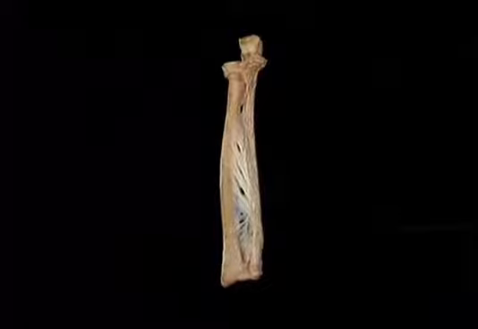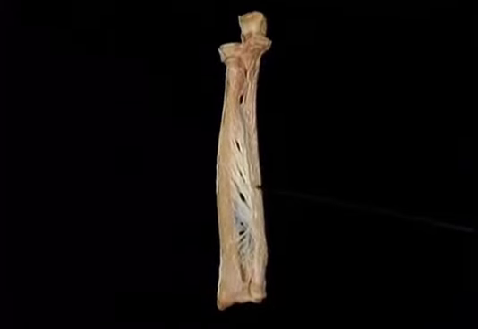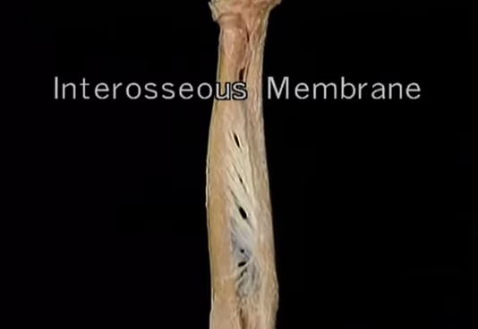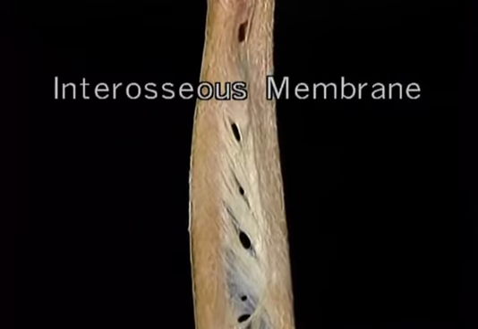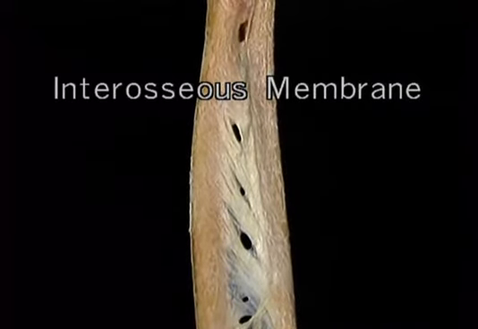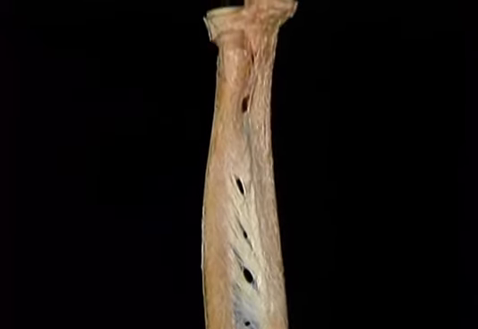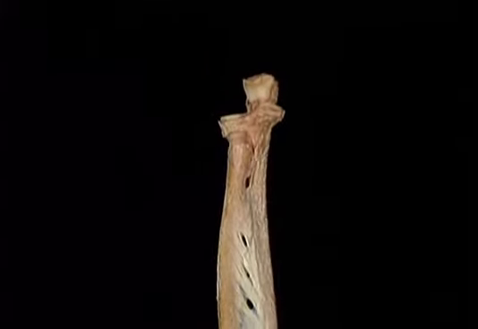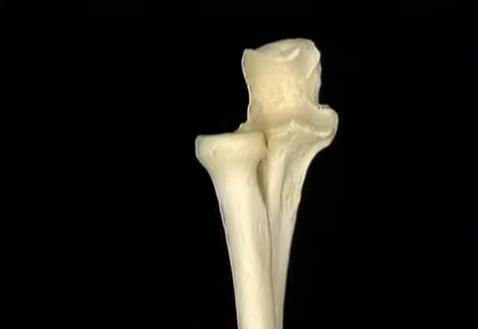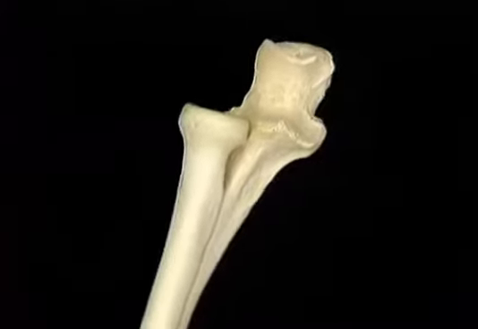The two bones are also held together along most of their length by the strong but flexible interosseous membrane, which prevents the two bones moving lengthwise relative to each other. Let's look at the proximal ends of the radius and the ulna. We'll look at the ulna first.